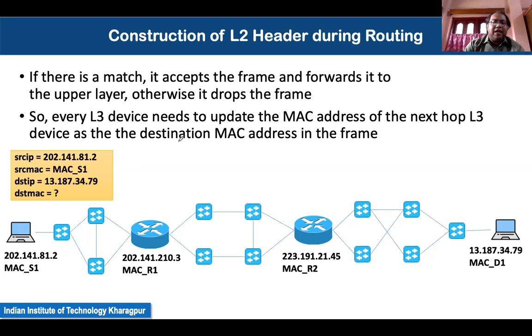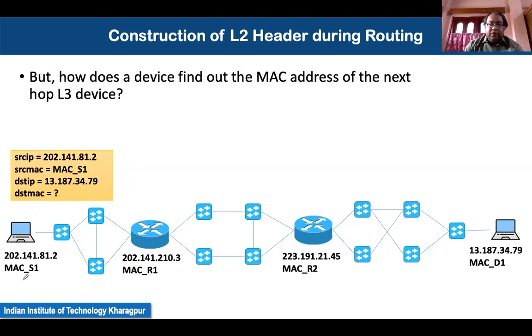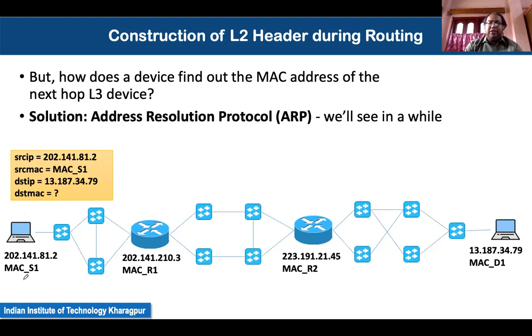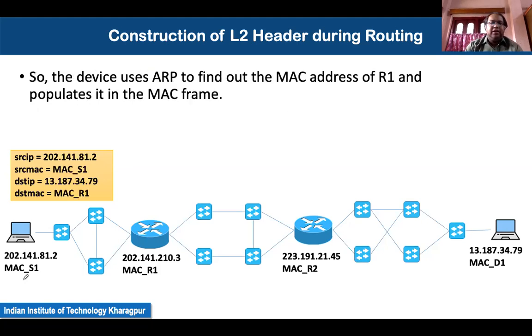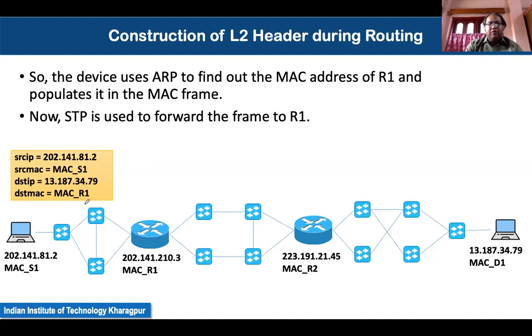So the question comes: although this machine knows that its default gateway is going to be 202.141.2102.3, how is it going to get the MAC address of this machine? Because the MAC address is not known to this particular machine. Here comes the solution: it uses a protocol called Address Resolution Protocol, or ARP. We'll see in a while how ARP works. So the device uses ARP to find out the MAC address of R1 and populate it in the MAC frame. Now, it uses that to forward the frame to R1.